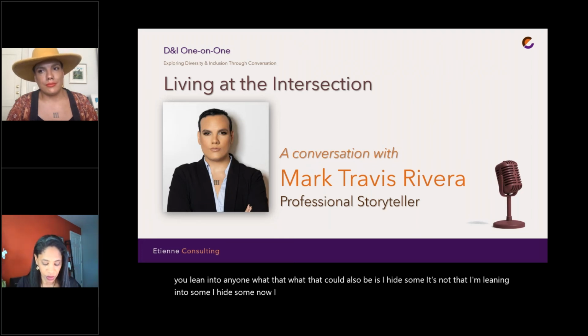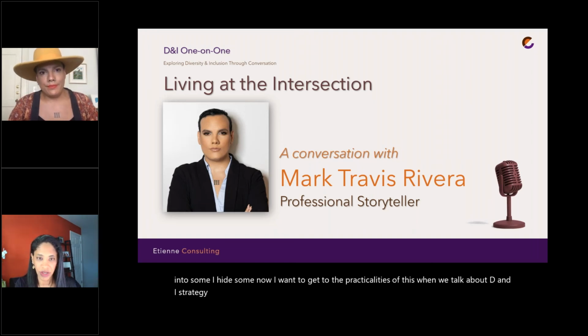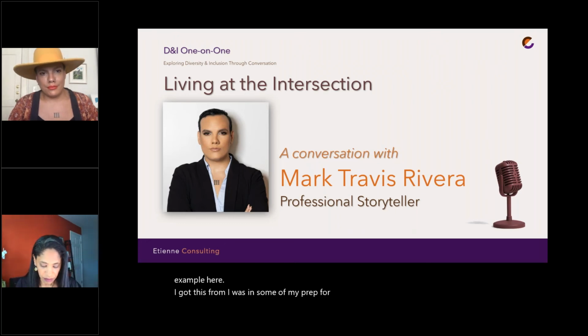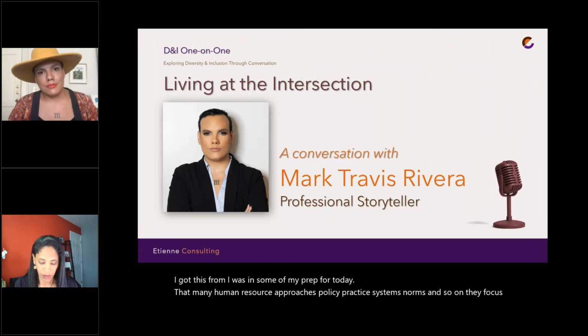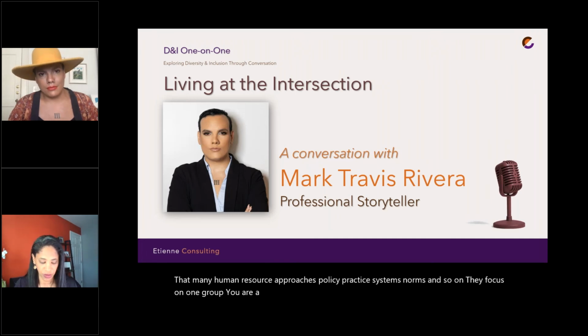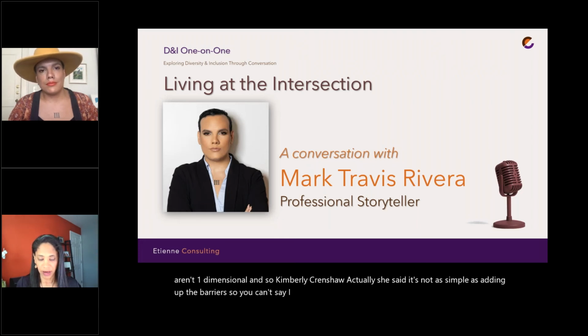Now, I want to get to the practicalities of this when we talk about D&I strategy. You talked about HR and policy and practice, and I wrote down an example from my prep for today. Many human resource approaches, policies, practices, systems, and norms focus on one group, a specific type of discrimination, or a particular barrier, but people aren't one dimensional. Kimberlé Crenshaw said it's not as simple as adding up the barriers. You can't say, I have 5 different dimensions.